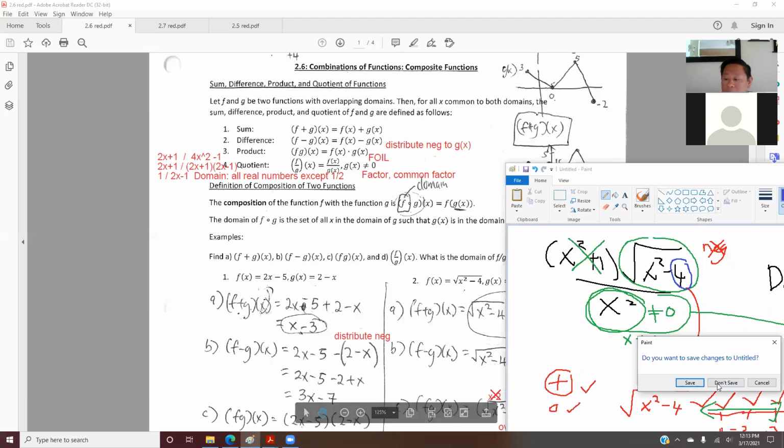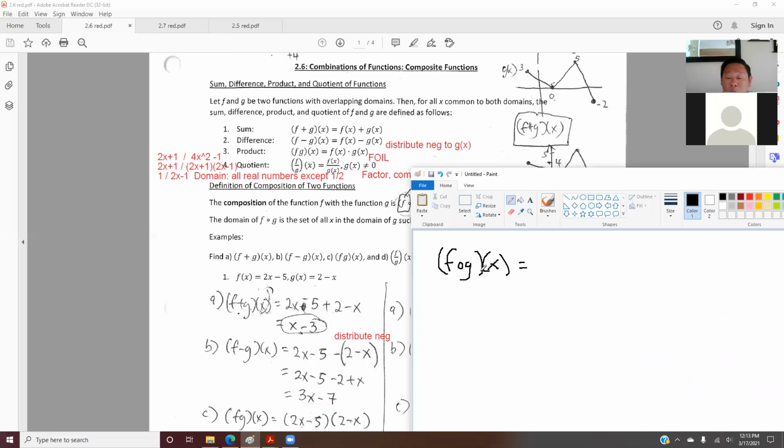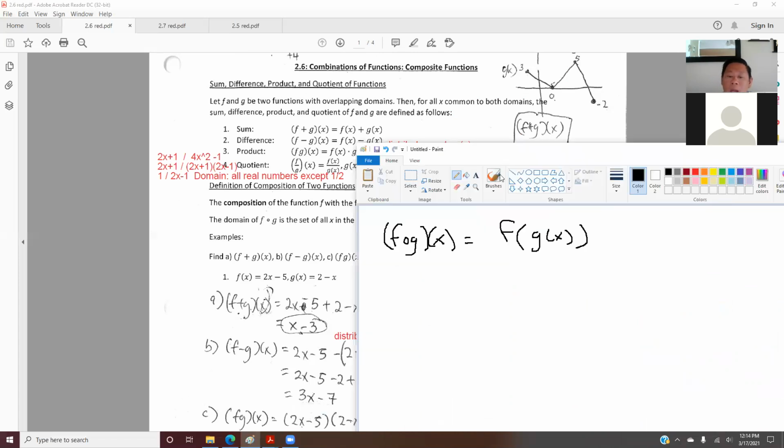So what is a composition function? A composition function is telling us which function we do first. So if you have f dot g of x, you will do the g of x first. You put the g of x into the f of x. So it's like substitution. Okay. So for example, if f of x in this case, let's say, is 2x minus 5.